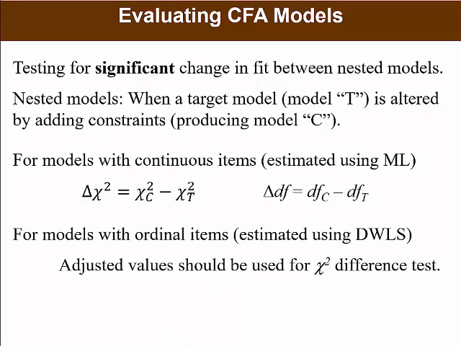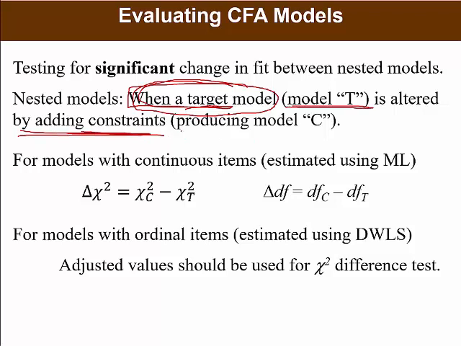So if I have two models, and I'm going to call one model my target model, and this will be my hypothesized model, the one I'm hoping to support, so I'll call that my target model, or model T. And if I alter that model by adding constraints, and if I go from, say, a two-dimensional model to a one-dimensional model, that actually is produced by adding constraints to my model. As I talked about a moment ago, when we reduce the number of factors in our model, we're essentially adding constraints. And so if I create this alternate model by adding constraints, I'm going to call that alternate model model C.